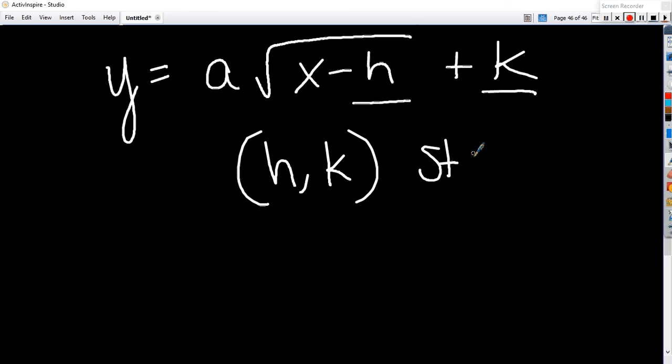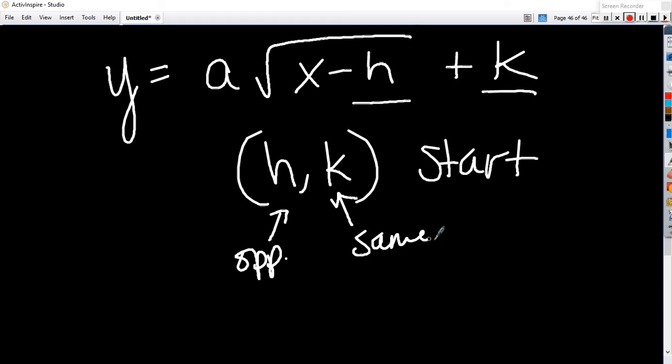Remember I showed you that S, that start point where it starts? H, like the vertex in vertex form. H is the start, and K is the same. They're opposite. If they're missing, what are they? 0. So if you just had y equals the square root of x, then h would be 0 and k would be 0, because they're not there.